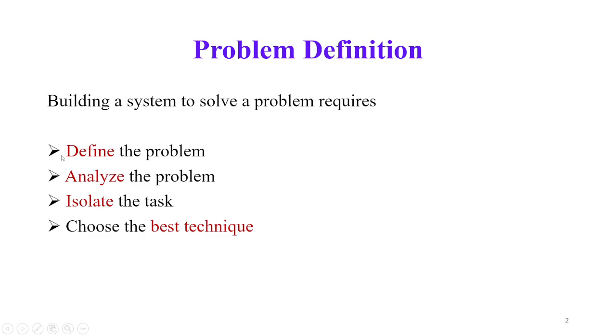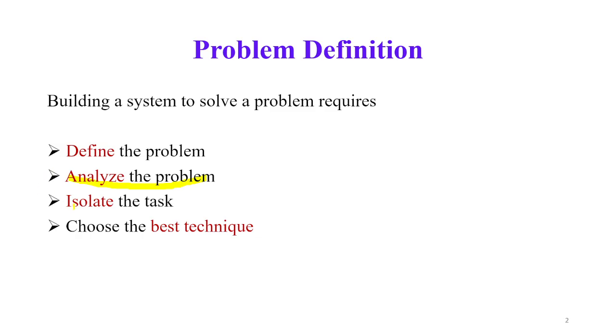As you can see here, the first step is to define the problem. Once you have defined the problem, next we have to tell what exactly is the situation we are dealing with and what we want to achieve. Once you have told all these things, the second step is to analyze the problem. In analyzing the problem, we have to tell what the constraints are and what information is available to you. After defining, we have to analyze. That is the second step.